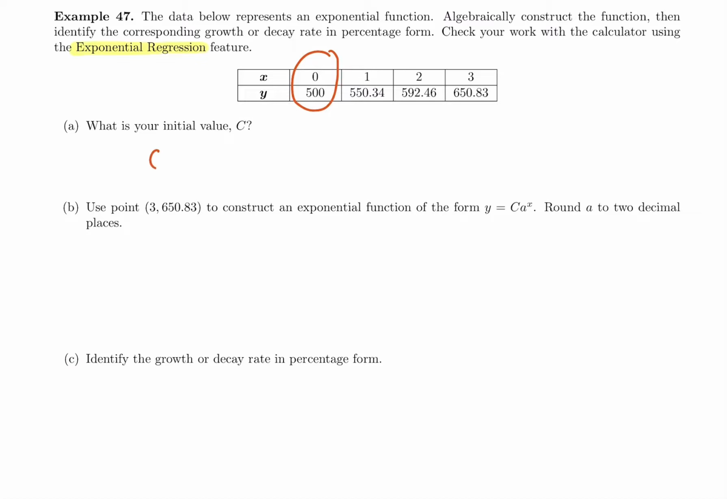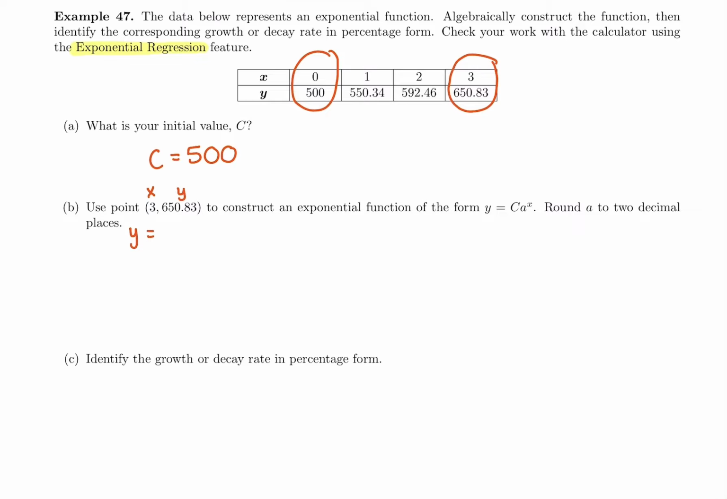It is whatever the Y value is with 0, so it's 500. And then our second point that we want to use is this X comma Y given here. It's 3 comma 650.83. So we're going from 500 to 650. We are modeling growth here. So when we solve for A, our factor, it should be a growth factor, which means it should be bigger than 1 if we do it correctly.